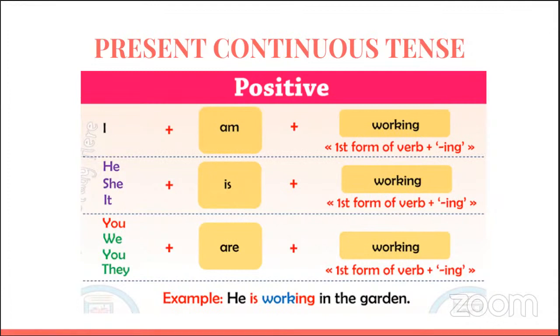And well, here we have an example using the present continuous tense, an affirmative example. He is working in the garden. I can also say she is working in the office. I am working on an assignment. They are working on a project.